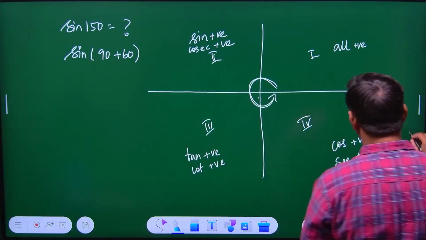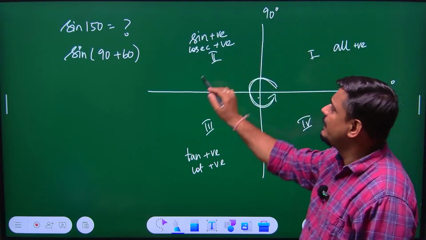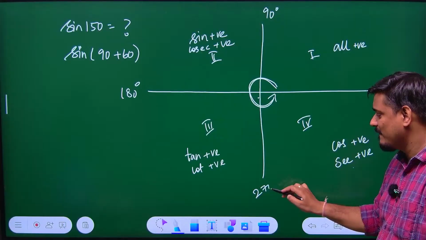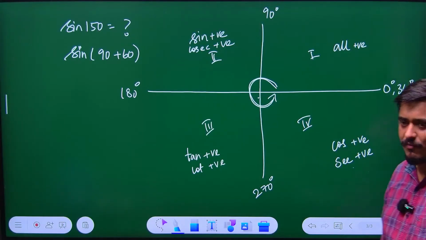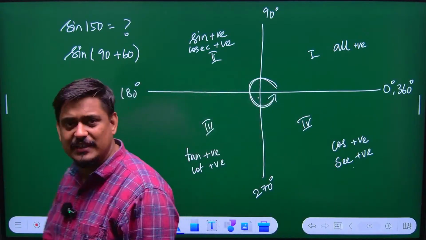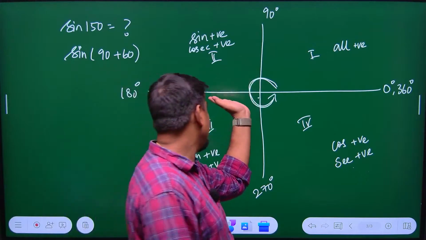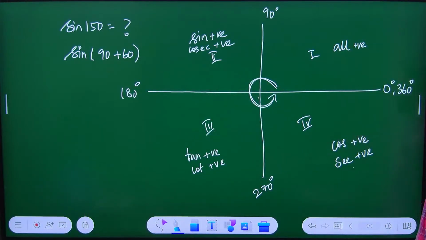If this is 0 degree, this is 90 degree, this is 180 degree, this is 270 degree, and this is once again 360 degree. Do you agree with me? These degrees are clear to you, no? 0, 90, 180, 270, 360. Right? Now, please pay attention.